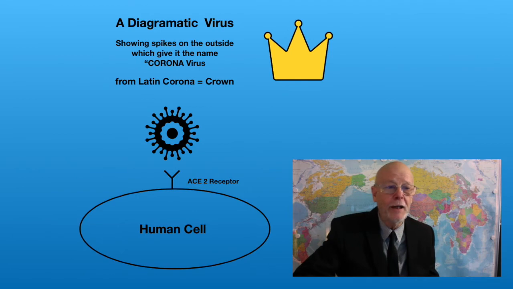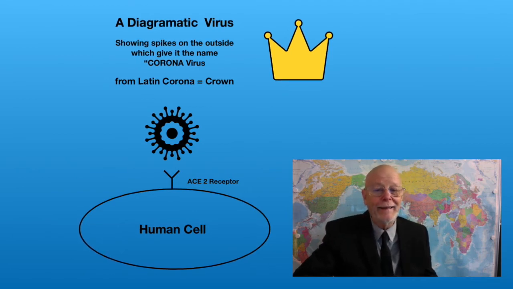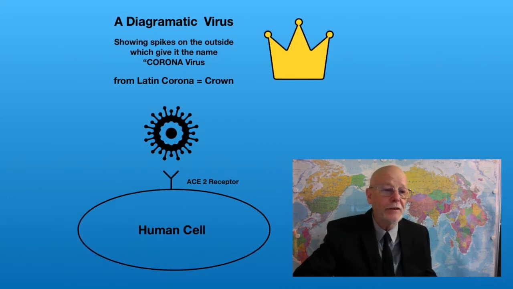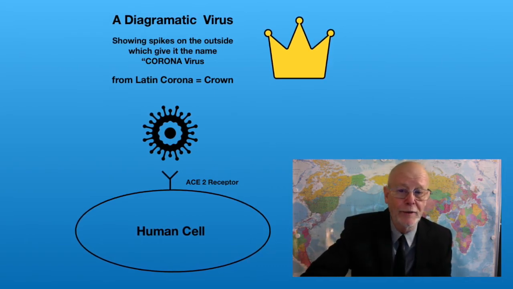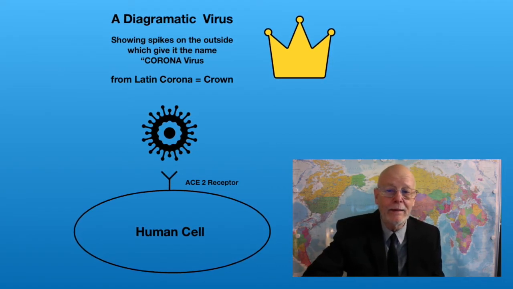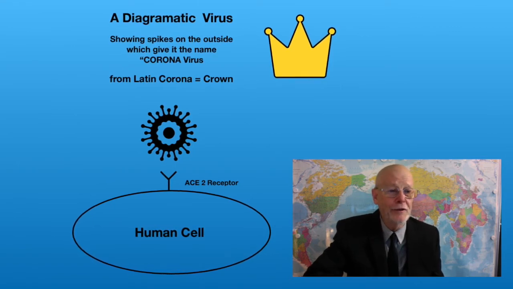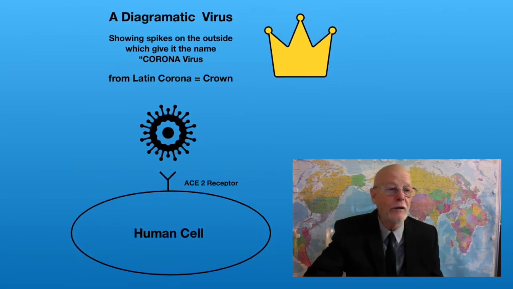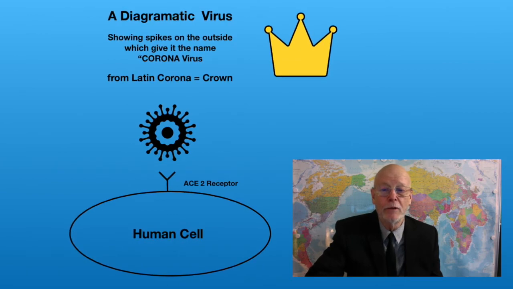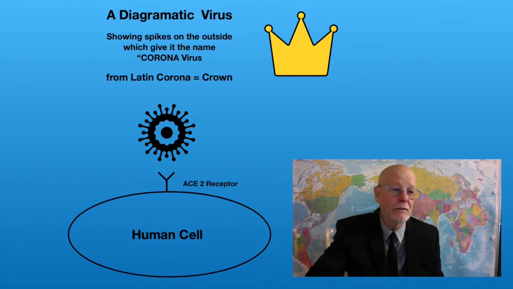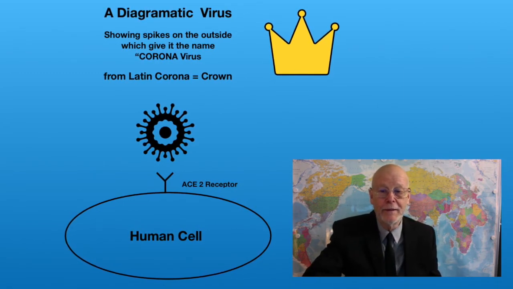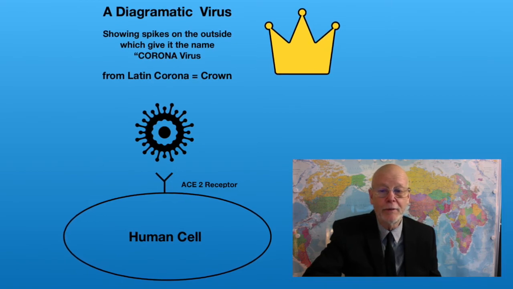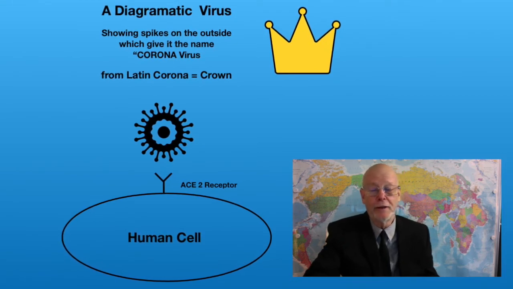This is a rough diagram of a virus. It is surrounded by spikes that are similar to these spikes on a crown, a king or a queen's crown, and hence it's called the coronavirus, from the word corona, which means crown, from the Latin word corona. And you may be familiar with the term coronation, when a king or queen gets crowned. Well, that's where it gets the name coronavirus from, the spikes on the outside.